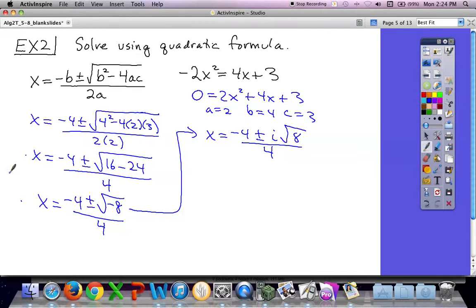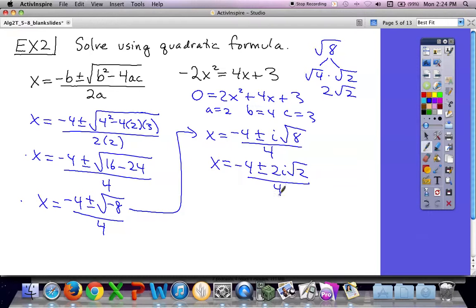Okay, now we have to simplify the square root of 8 without turning it into a decimal. Is 8 a perfect square? No. Does it have any factors that are? 4 times 2, right? So instead of the square root of 8, we're going to say the square root of 4 times the square root of 2, which is 2 root 2. So x equals negative 4 plus or minus 2i times the square root of 2 over 4.